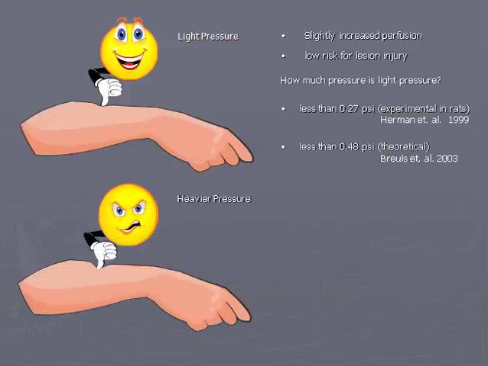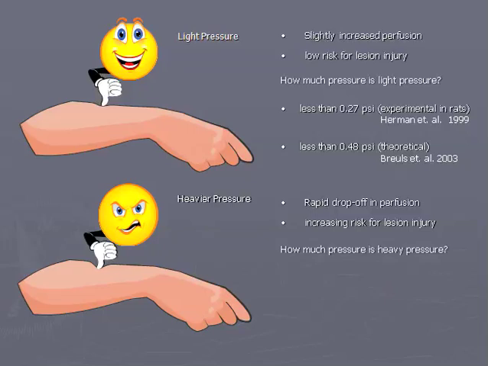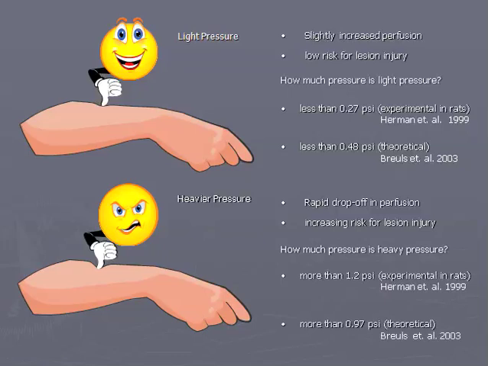Under heavier pressure, the results include rapid drop-off in tissue perfusion, increasing risk for pressure-related lesion injury. How much pressure is heavy pressure? Experimental models in rats indicate that pressure greater than 1.2 pounds per square inch is heavy. Theoretical models indicate that pressure greater than 0.97 pounds per square inch is heavy. To understand these numbers, a helpful hint is that a square inch is approximately the size of a quarter.